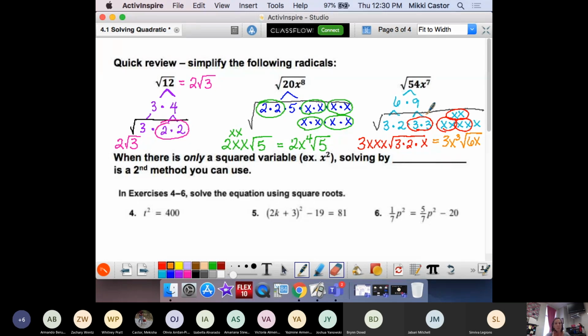Okay, again, the whole reason we're doing this is because we're about to get into square roots with another method of solving. So when there is only a squared variable, like an x squared, solving by square roots is a second method you can use. And again, you only want a squared variable in your equation. So you can't have an x squared and an x in your equation. Square roots will not work if that's the case.